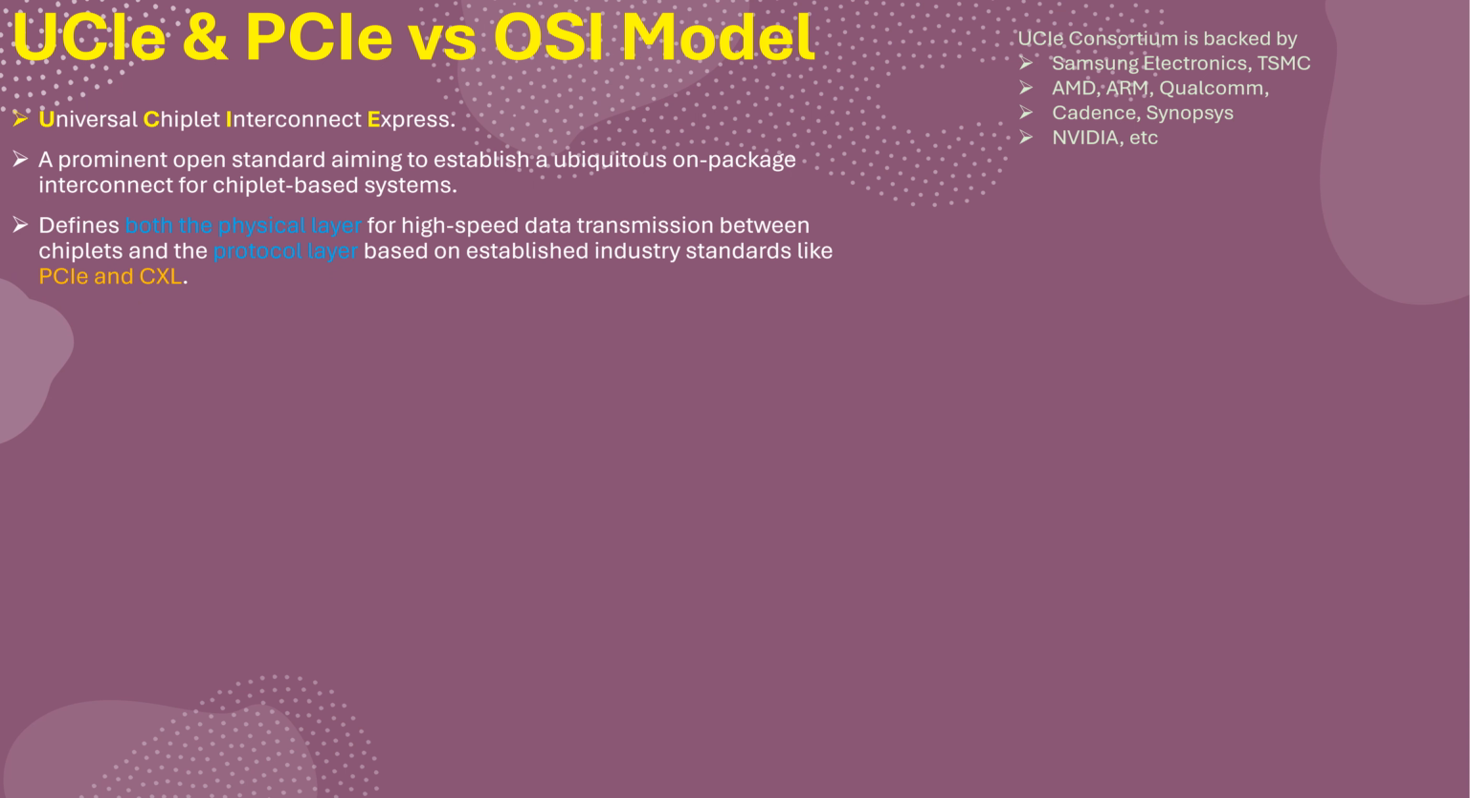So UCIe defines both the physical layer as well as the protocol layer for high-speed data transmission. That's all, right?